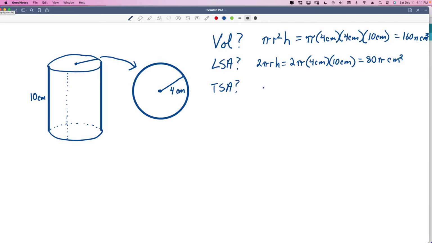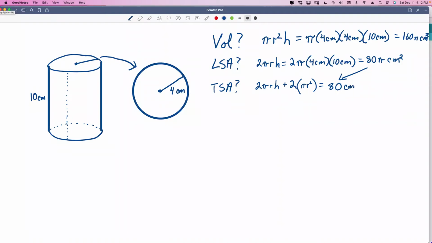Now total surface area, remember that. Total surface area is going to be the LSA, which is 2 pi r times the height plus 2 times the area of the circle, which we know is going to be pi r squared. So that's going to equal 2 times pi times the radius of 4 centimeters times the height, which is 10 centimeters, plus 2 times, actually, we've already done this one right here. So I'm just going to write it. Instead of trying to calculate this whole thing again, I'm just going to take it and put it in here.